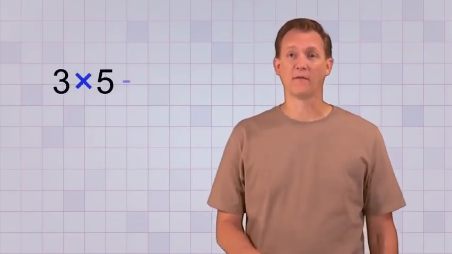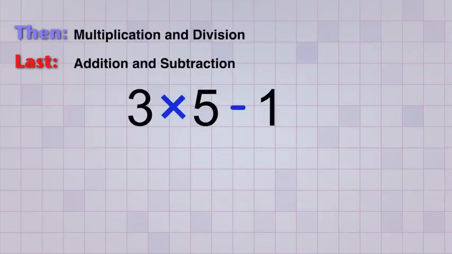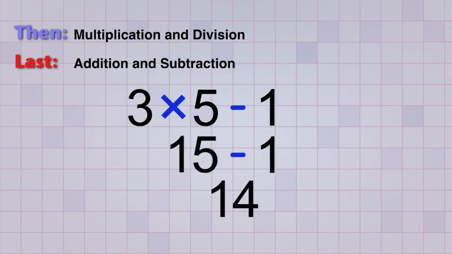Now let's try this one. 3 times 5 minus 1. Our rules tell us that multiplication is higher on the list than subtraction, so we do 3 times 5 first. And that gives us 15, and then we subtract the 1, which leaves 14 as our final answer.